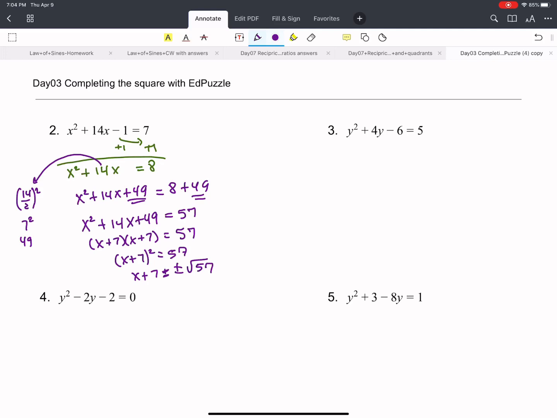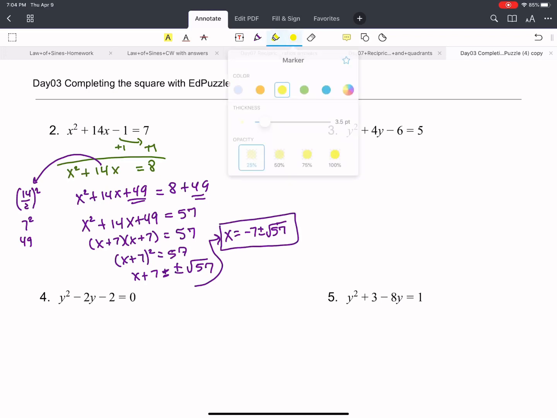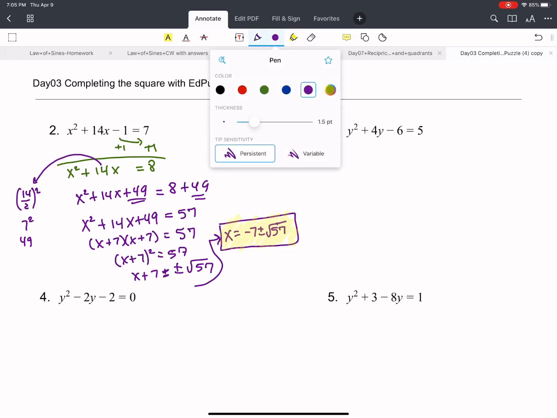So, feeling like I'm running out of room here. I'm going to subtract 7 from both sides. So x is equal to negative 7 plus or minus the square root of 57. And there we have it. That's our answer. Okay, so let's try another one. I'll use a different color.